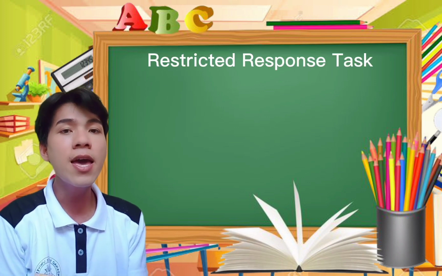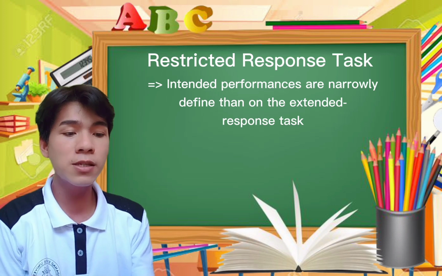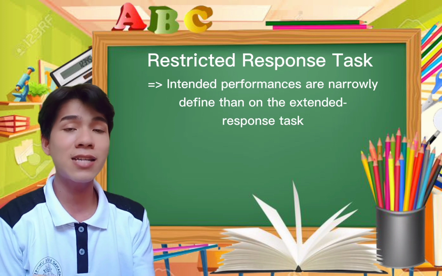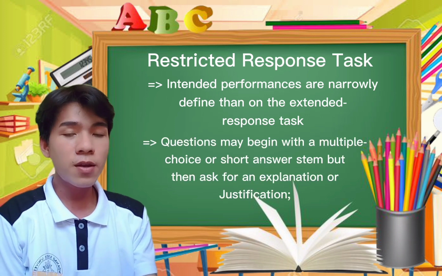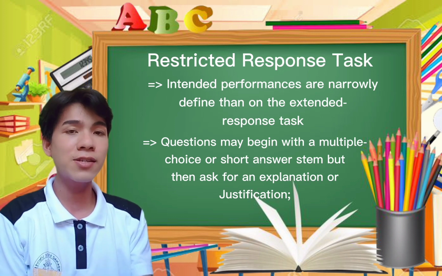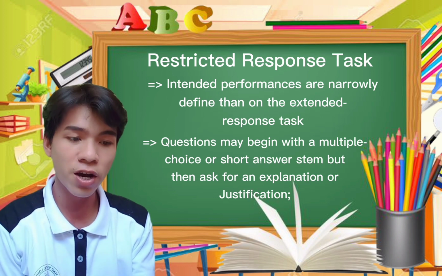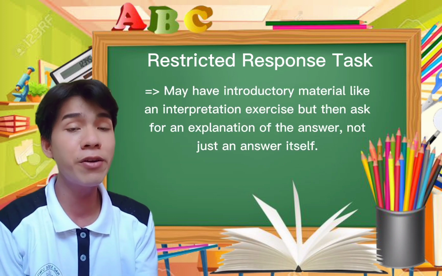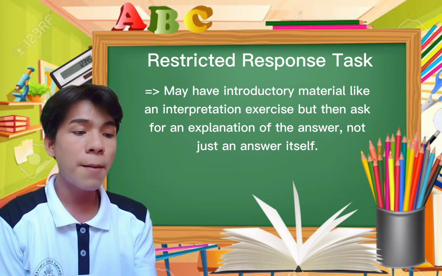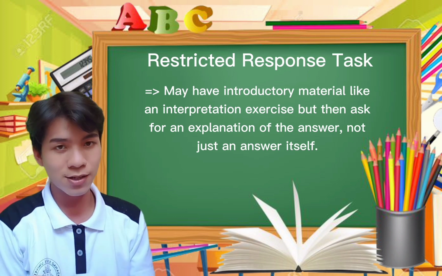And the second one is the restricted response task, in which intended performances are more narrowly defined than in the extended response task. In this form, questions may begin with a multiple choice or short answer stem, but then ask for an explanation or justification, and may have introductory material like an interpretative exercise, but then ask for an explanation for the answer, not just the answer itself.